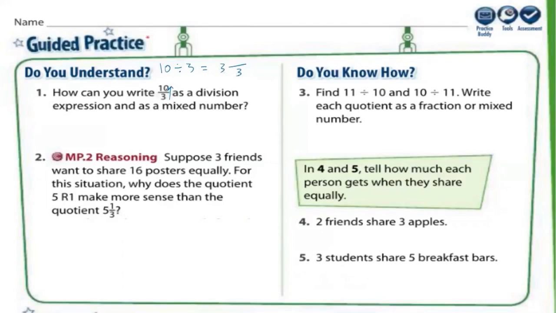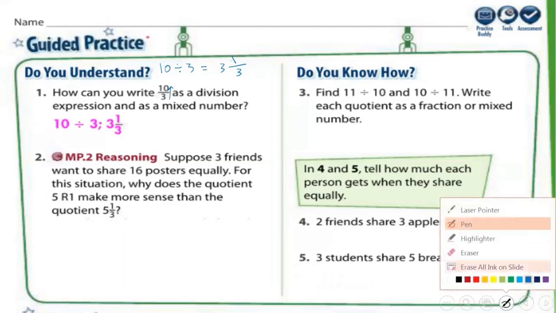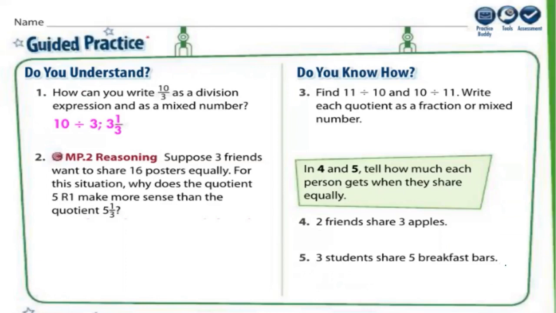3 times 3 equals 9. 10 minus 9, remainder 1. Or make long division, you will get the same answer. It will be 10 divided by 3, and the answer is 3 and 1/3. This is your answer, right? Copy the answer and move to the second point.